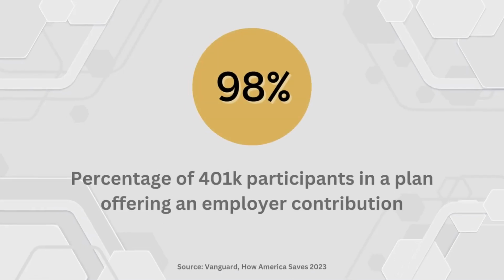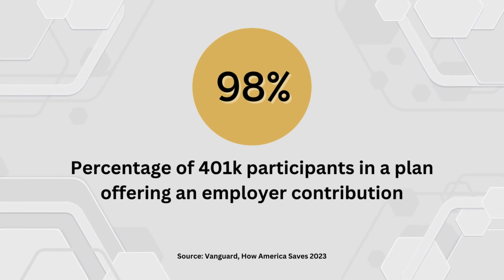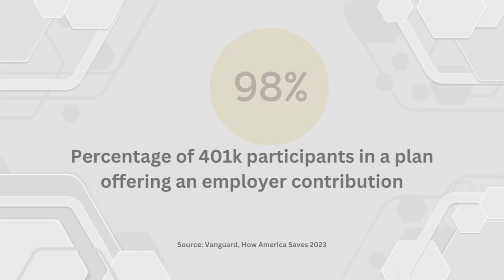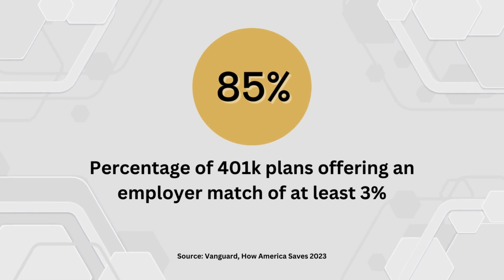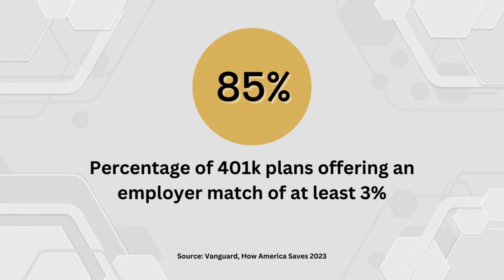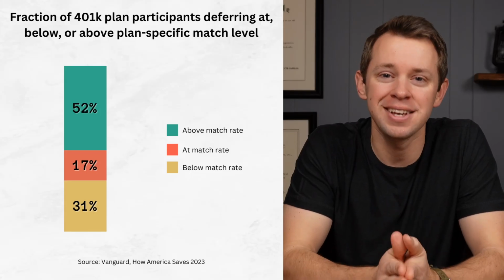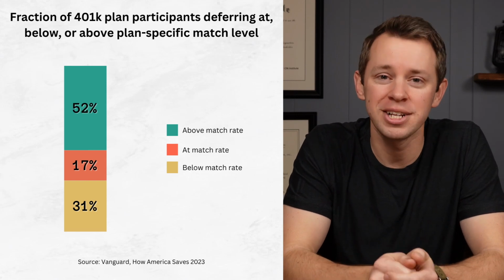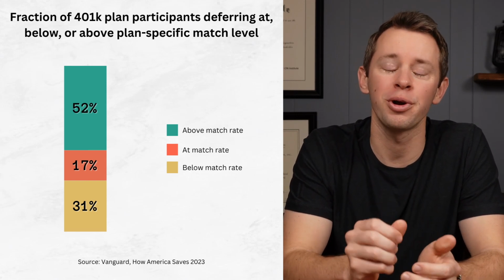This is only the employee contributions, but many people also get a contribution from their employer. In fact, Vanguard found that 98% of participants were in a plan that offered some kind of employer contribution, and 85% of those plans offered a match of at least 3%. Now that could add up to a significant amount over the course of a working career. So everybody is taking advantage of that free money from their employer, right? No, 31% of 401k participants aren't contributing enough to get their full employer match.